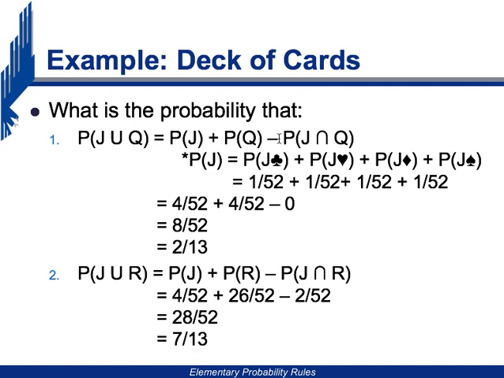When you compute for this, first you need to get the value of P of J. Now, intuitively, we know that P of J is 4 over 52.